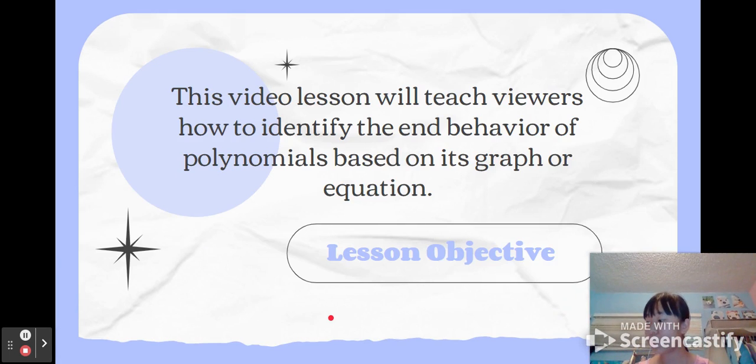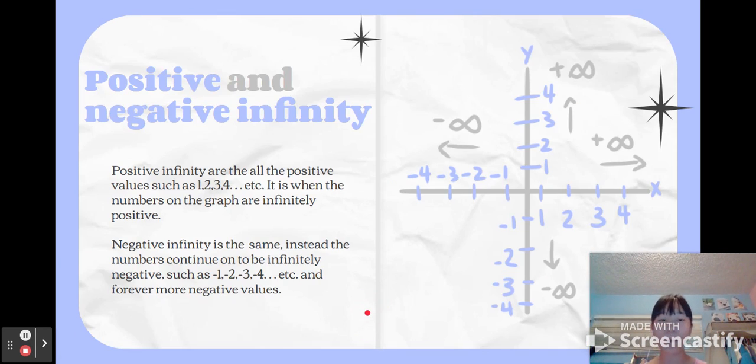So the objective of this video lesson will be to teach viewers how to identify a polynomial's end behavior by its given graph or equation. Before we get into learning about the end behavior, we need to know what positive and negative infinity is, as well as understand where it is on the y and x-axis.